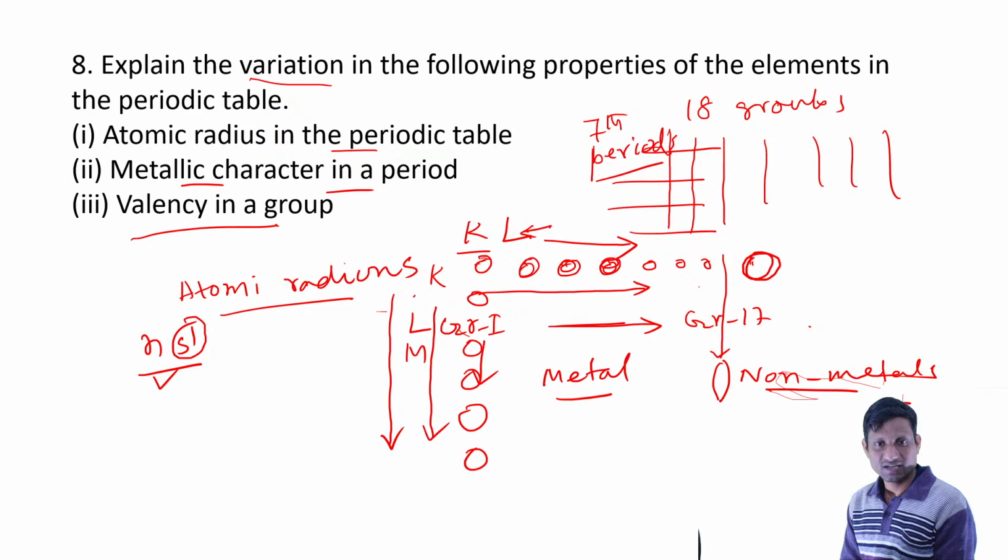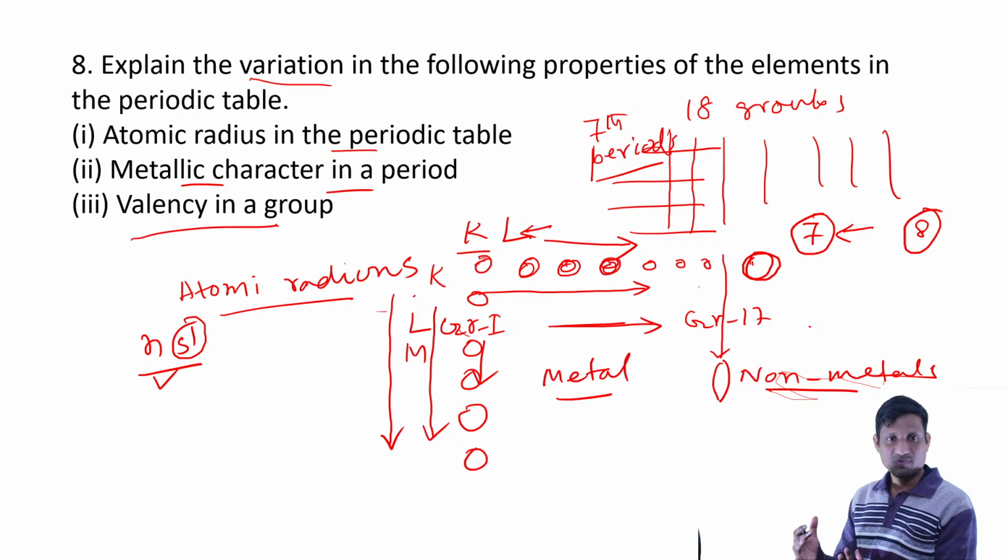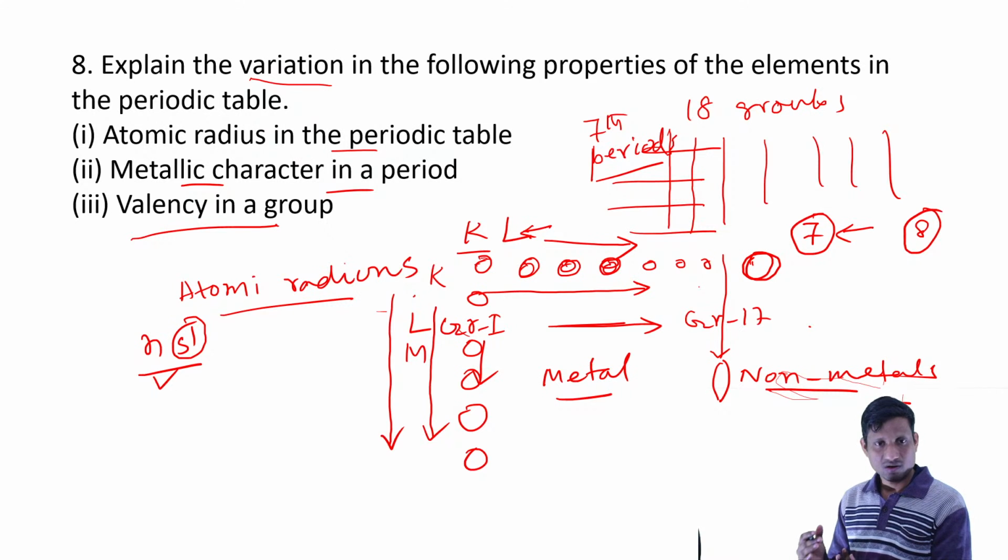So if we take the halogen group, the outer shell has 7 electrons, and if you get one extra electron, it will achieve the octet state, so that is why their valency is 1. So basically in a group the valency is the same, or each group will have the same valency. Okay.